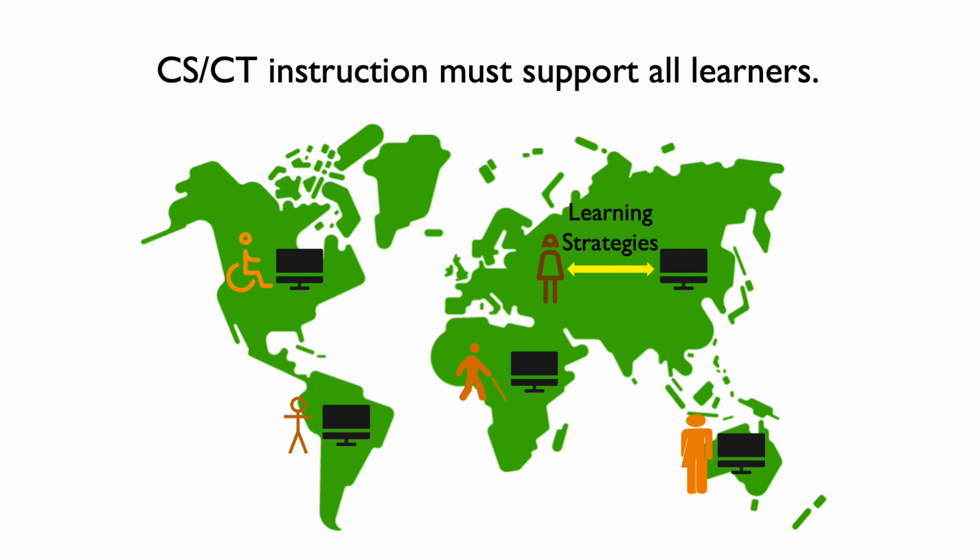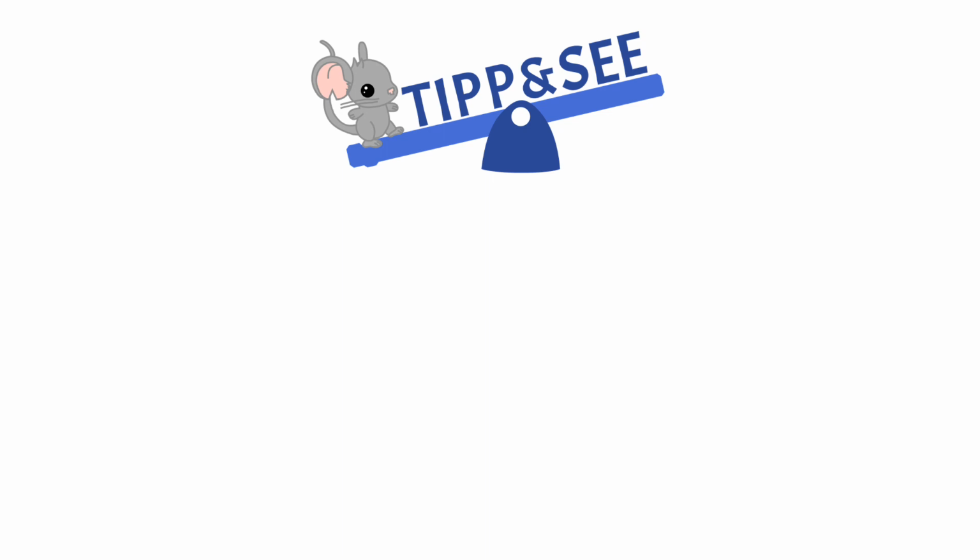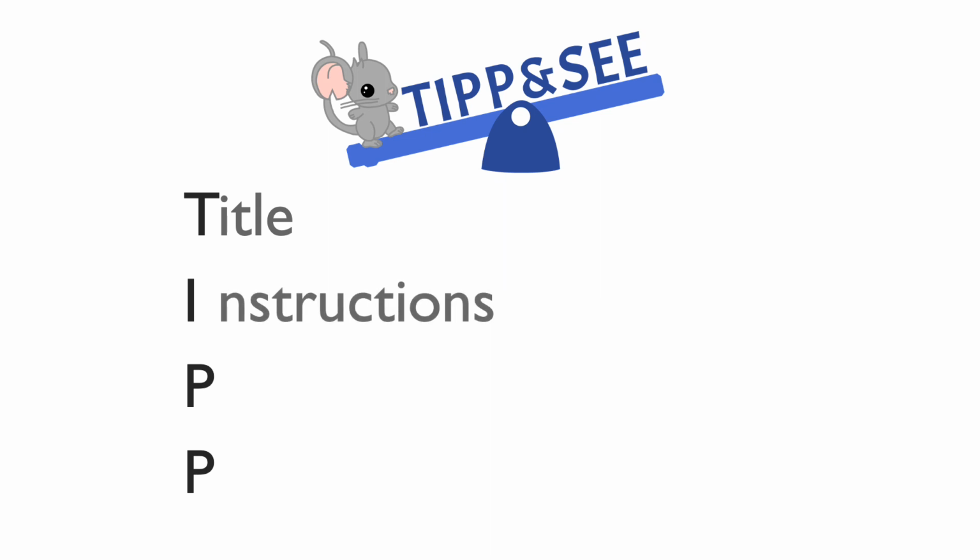One such learning strategy is TIPP SEE, designed to scaffold student learning from example Scratch projects. The first half, TIPP, guides students in previewing different aspects of a new Scratch project before looking at any code. They first read the title, instructions, and the purpose of the project to focus their attention on what they will be learning during this activity. The extra P is play, in which they run the code with very deliberate observations of the events and actions that occur.